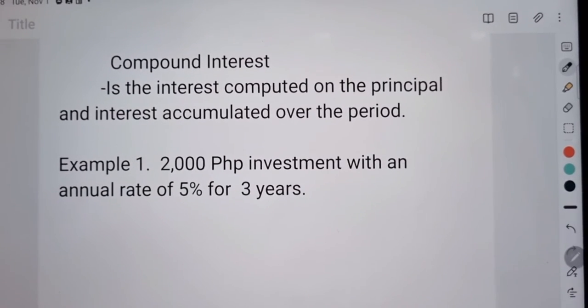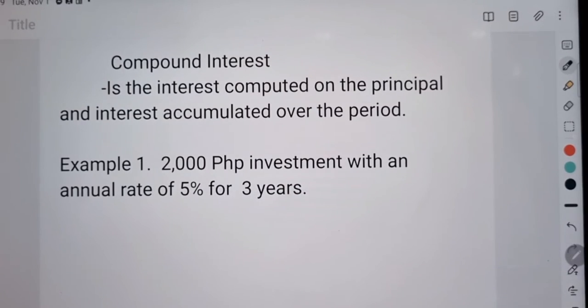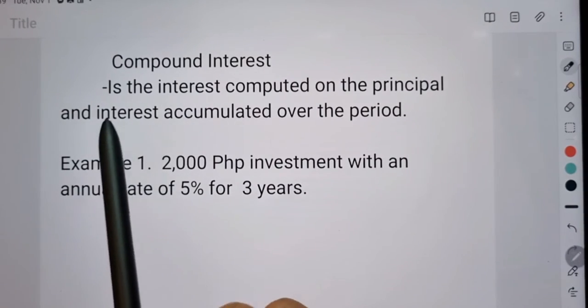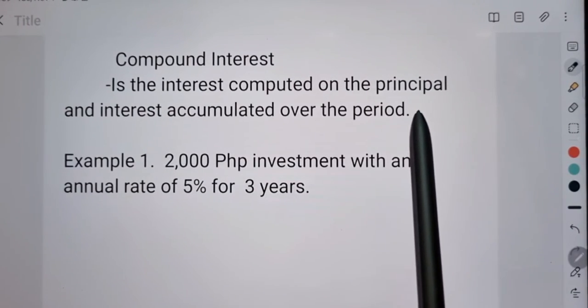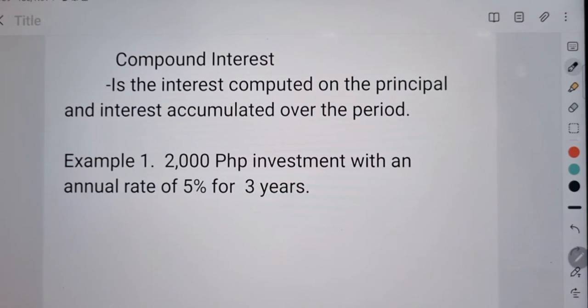In this tutorial video, you're going to learn how to compute for compound interest. I have a video about how to calculate the simple interest. Please watch and then compare. Now, compound interest is the interest computed on the principal and interest accumulated over the period.